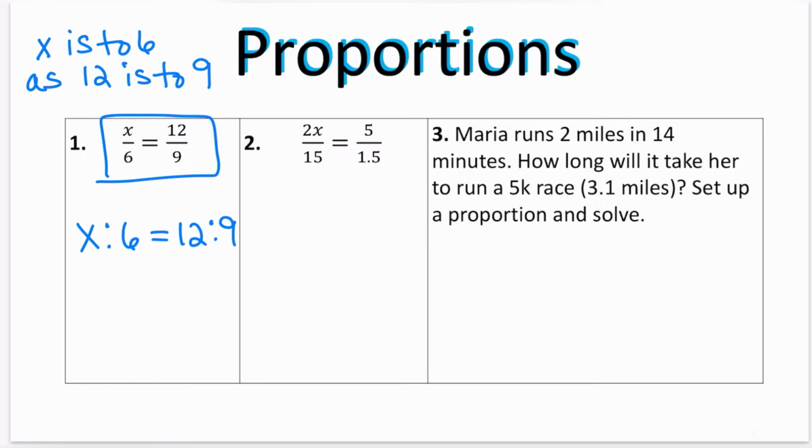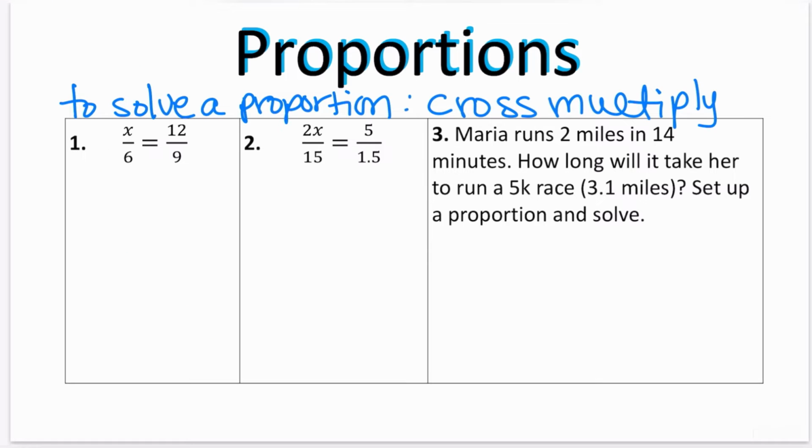I can write a ratio basically as a fraction. So x is to 6, and then I can say as 12 is to 9. So the minute I go x is to 6 as 12 is to 9, that is a proportion. A proportion is two ratios, which is a comparison of two things in this case, and they're set equal to each other. How do I solve a proportion?